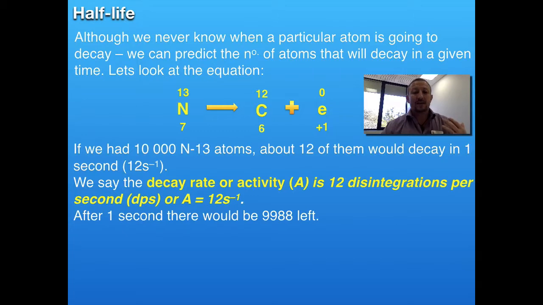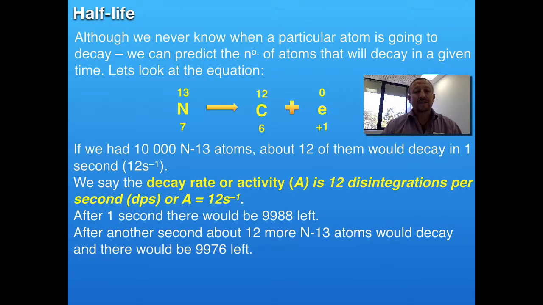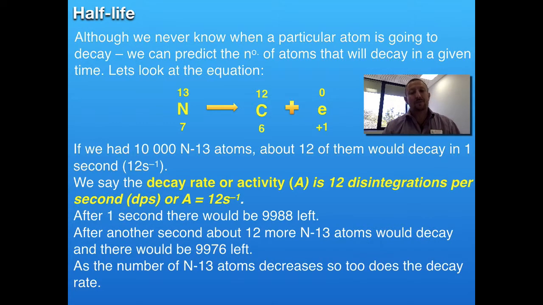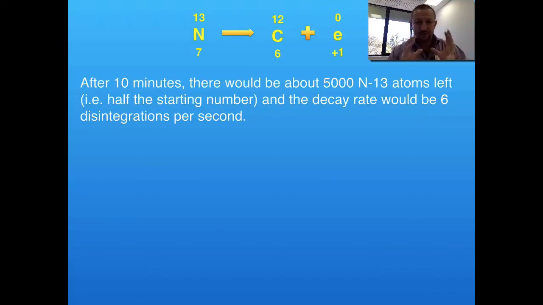So after 1 second, we get 9,988 atoms left over. After the next second, 12 more atoms would decay, and we get 9,976, and so forth and so on. Now, what's happening is, as the number of atoms decreases, so does the decay rate of the sample.